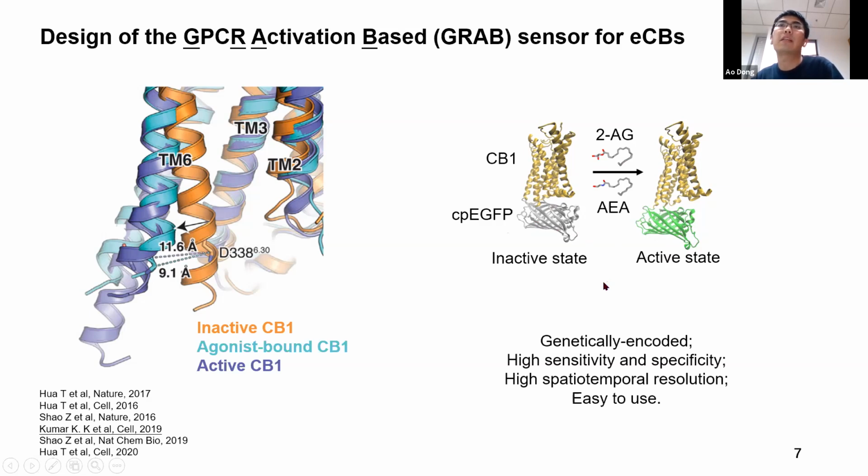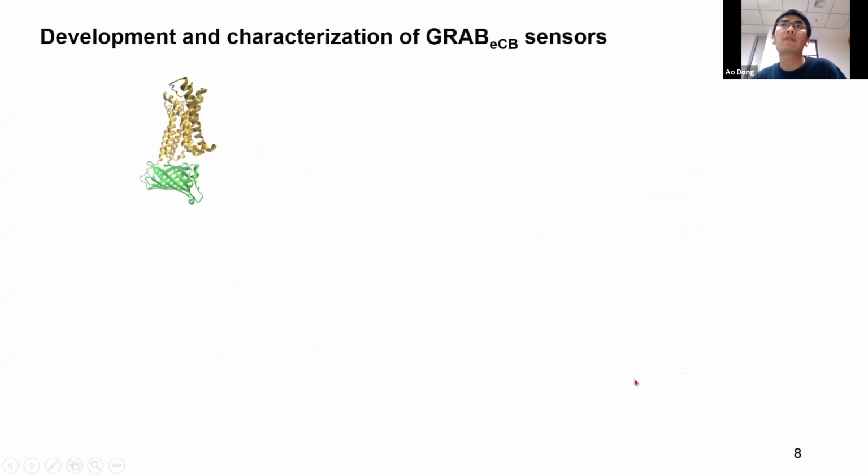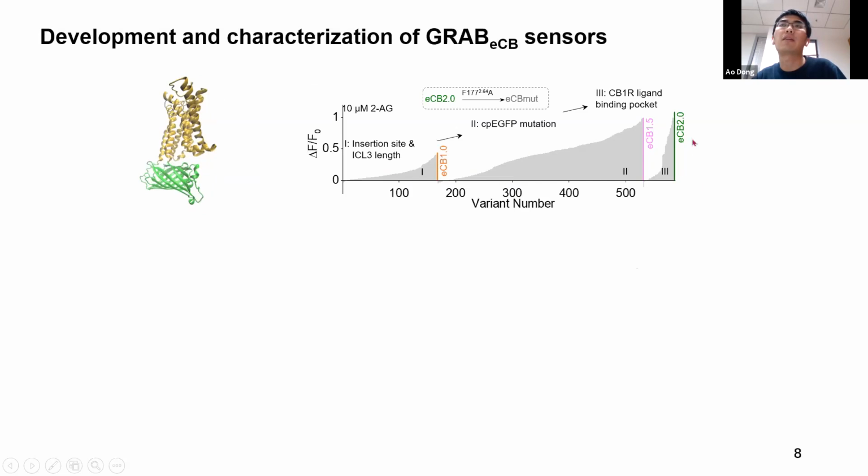The sensor is genetically encoded, so it can be expressed in specific cell types to report the signal with cell type specificity. And in principle, it has high sensitivity, specificity, and spatial temporal resolution. Also it is easy to use, just like GCaMP in calcium imaging. After several rounds of screening, we got the second generation of the sensor. We named it eCB 2.0.